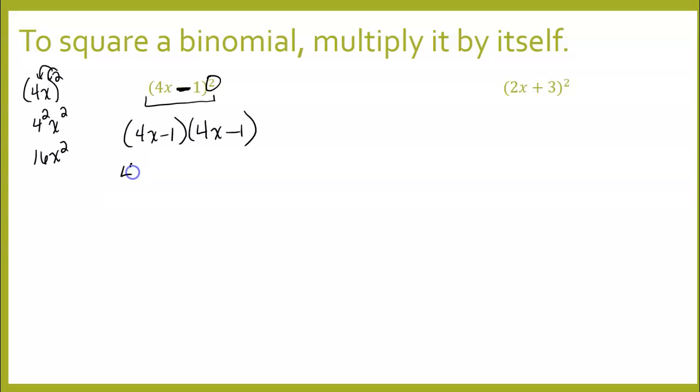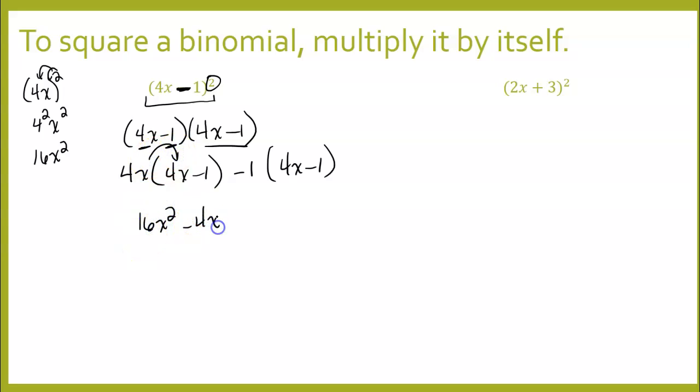If we distribute, we can see that it becomes 4x times 4x minus 1, minus 1 times 4x minus 1. We did 4x and negative 1 times 4x minus 1. We distribute, so that's 16x squared minus 4x. We do negative 1 times 4x, which is negative 4x. We do negative 1 times negative 1, which is positive 1. We combine our like terms, so that's 16x squared minus 8x plus 1.